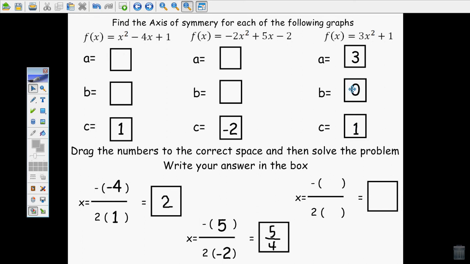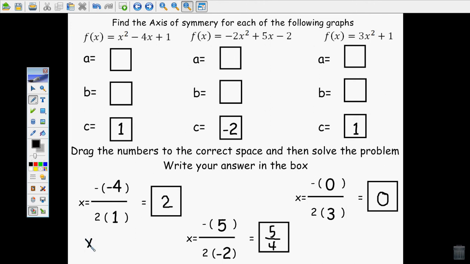So when we go to fill in, negative b is negative 0. And then even if there is a denominator, 0 over 6 will just be 0. So x is equal to 0 in this case. All right, so we found our axis of symmetry for this first one.